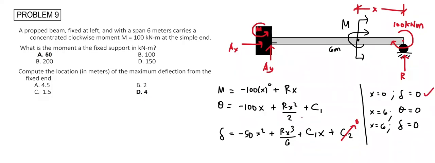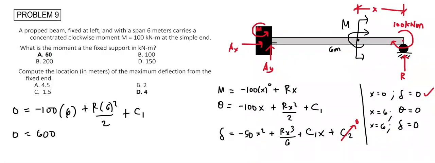For the second condition, at x equals 6, the slope of the beam is 0. Using the slope equation, we have 0 equal to negative 100 times 6 plus R times 6 squared over 2 plus c sub 1. Simplifying, we get 0 equal to negative 600 plus R times 6 squared over 2, that is 18R, plus c sub 1. Rearranging, we have 18R plus c1 equal to 600. This serves as our first equation.